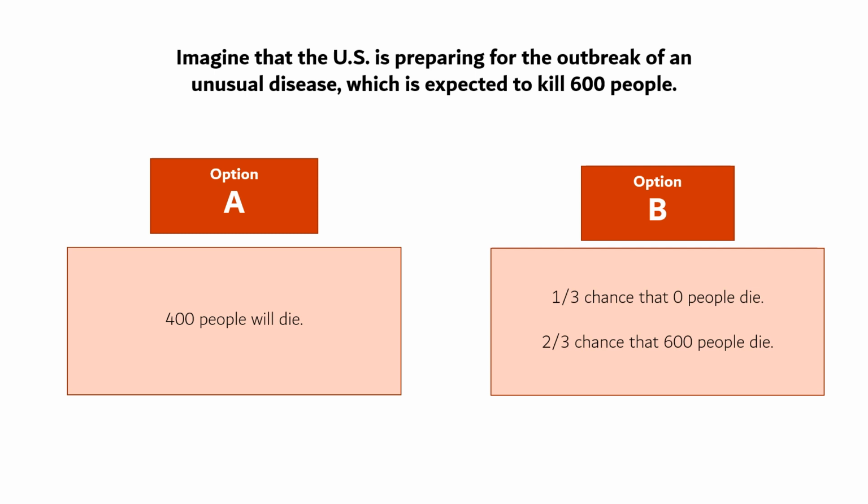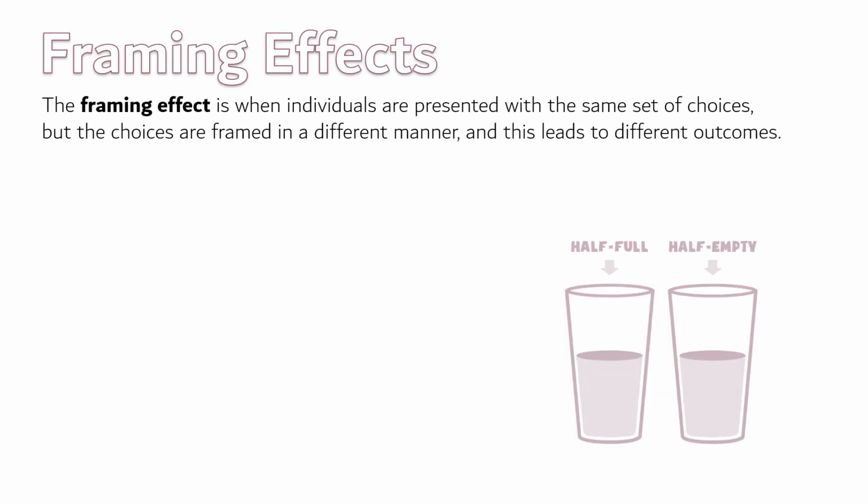When we talked about it in terms of lives saved, the outcome was framed as a gain, and people were risk averse. When we talk about it in terms of lives lost, however, the outcome is framed as a loss, and now people are risk seeking. They're willing to throw the dice for that chance at losing nothing. How the outcome is framed changes what people tend to choose. The framing effect is when individuals are presented with the same set of choices, but the choices are framed in a different manner, and this leads to different outcomes.